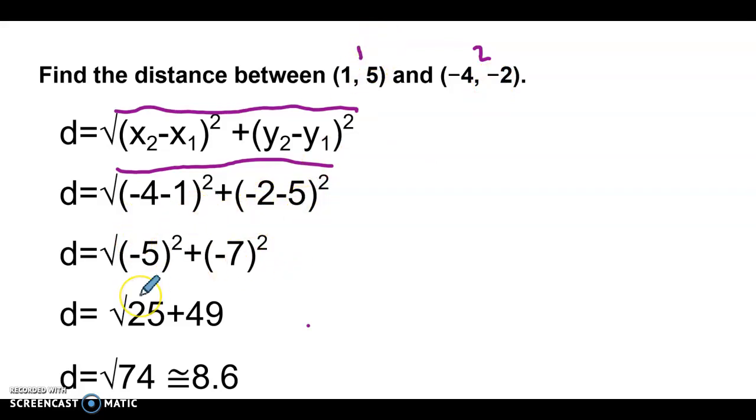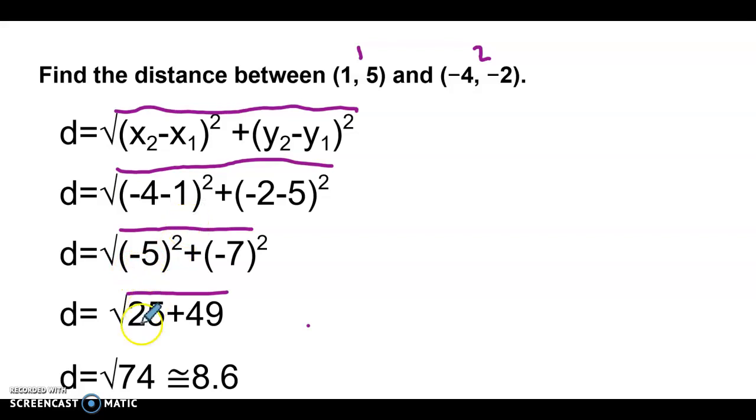So minus 4 minus 1 is minus 5. And that's okay. I can have a minus sign. I can square something that's negative. That's not a problem at all. Minus 2 minus 5 gives me minus 7. I can square something that's negative. Anything that's negative, when you multiply it times itself, you will get a positive number.